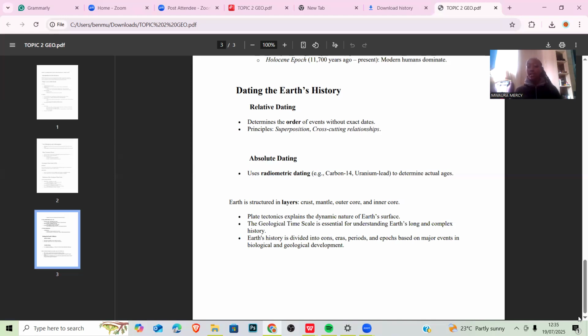The Earth is structured in layers: crust, mantle, outer core, and inner core. So the plate tectonics explain the dynamic nature of the Earth's surface. Concluding the lesson, this is basically the summary of this topic. The geological timescale is essential for understanding the Earth's long and complex history. Earth's history is divided into eons, eras, periods, and epochs based on major events in biological and geological development.